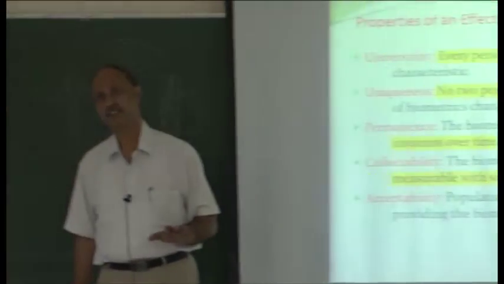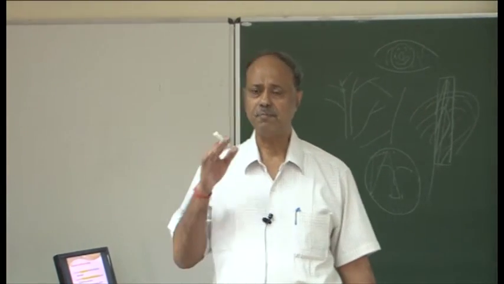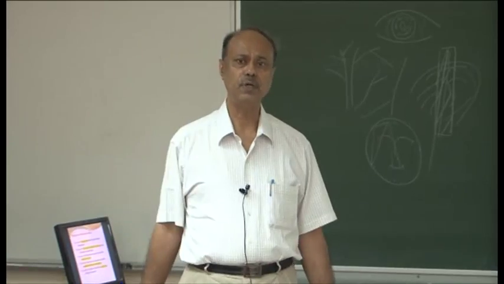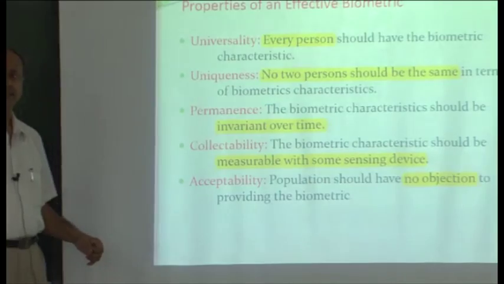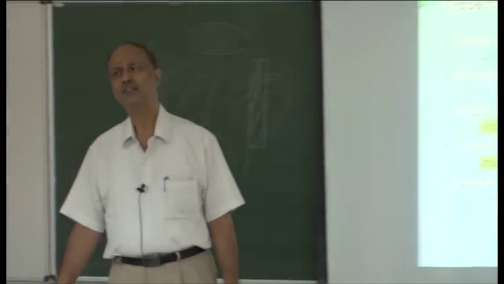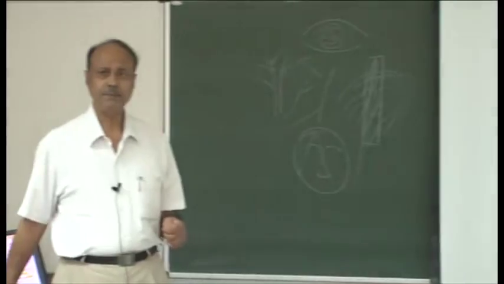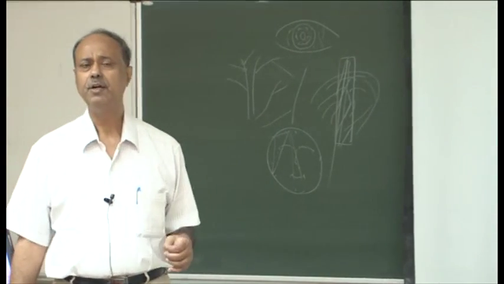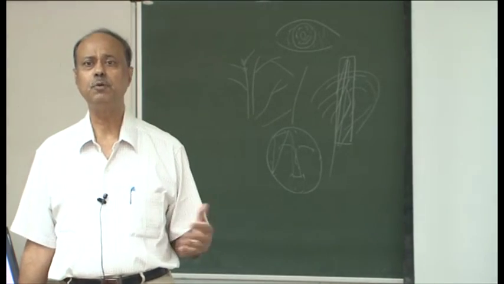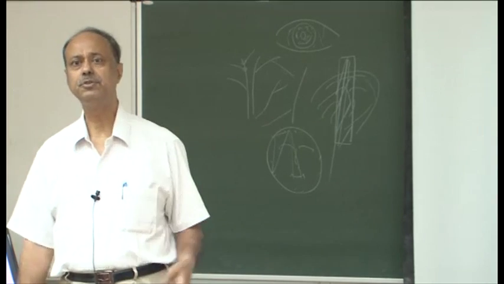Permanence is fixed, yes, these vein patterns are fixed, you cannot change them, right. From childhood to old age, it will maintain the same pattern. Collectability is a little difficult, it is a costly problem, because you need a costlier sensor to collect the data. Acceptability: society does not mind giving it, because even today nobody can withdraw money by giving their vein patterns or transact land using vein patterns, right.